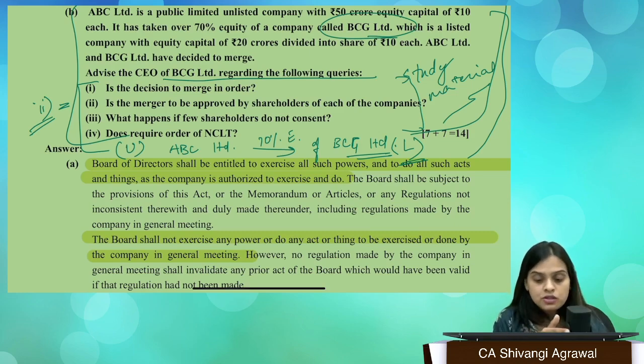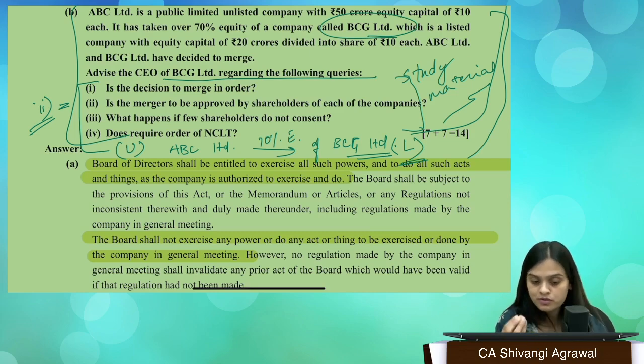So what happens if few shareholders do not consent? They do not have a choice. They have to accept the decision of the majority, right? Only under section 235 they may apply to tribunal. Does it require order of tribunal? Yes, of course, you need approval of NCLT.